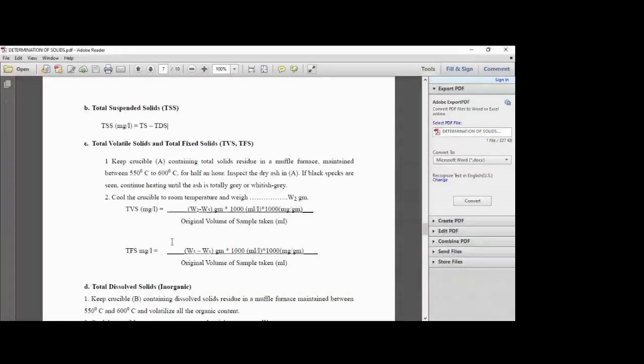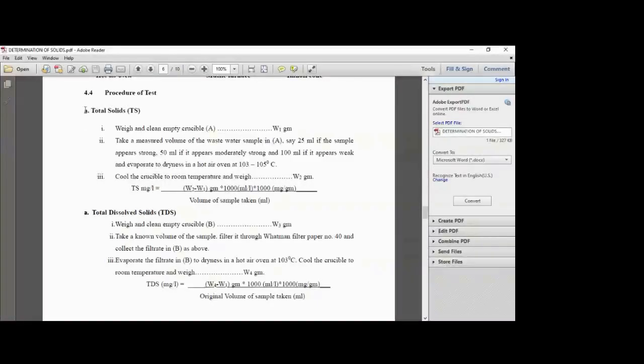So now we are going to do some steps after this particular process. We are going to use the same crucible A only. The very first step in getting the value of total volatile solids is to find out the total solids, right? We have taken an empty crucible and weighed it, W1 gram. We have taken a 100 ml sample and put it in this crucible. Then we have put it in the hot air oven at 103 to 105 degrees Celsius, and we have weighed it again, that is W2, right? So W2 minus W1 is going to give us the total solids.